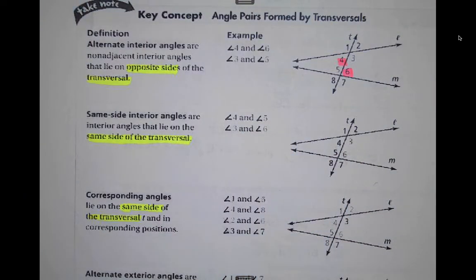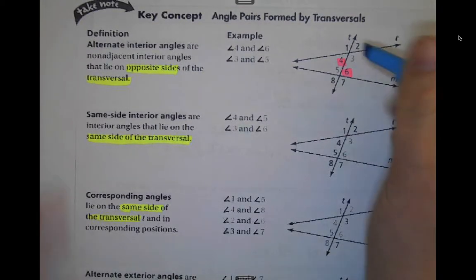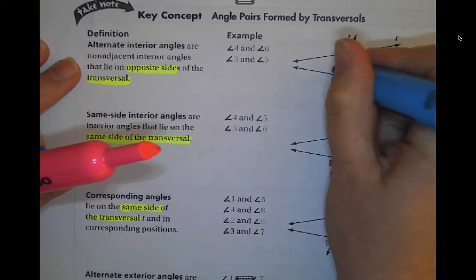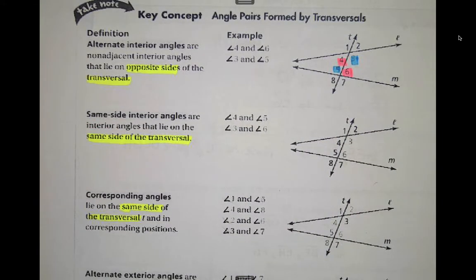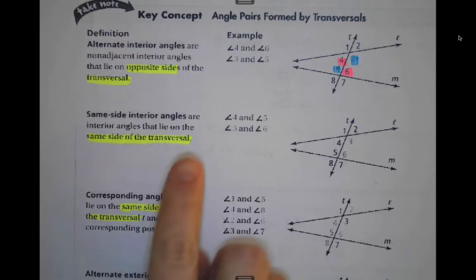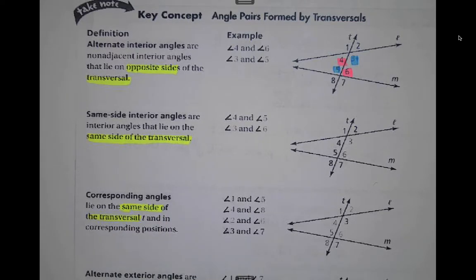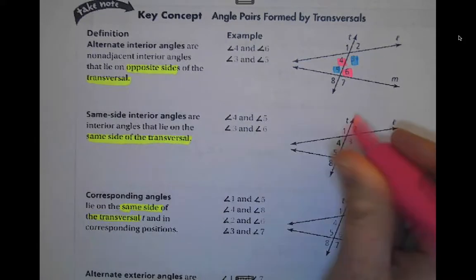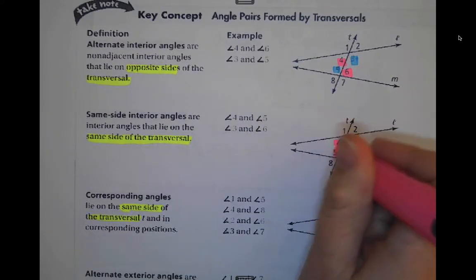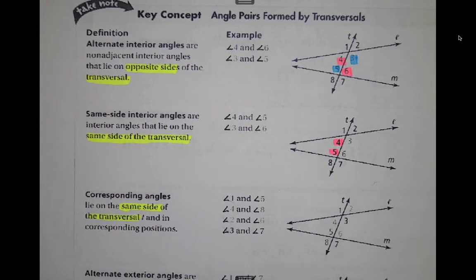3 and 5 are another pair as well. I can highlight those in a different color, 3 and 5. All right. Same side interior. The name helps identify the placement of these angles. Same side interior angles lie on the same side of the transversal. Angle 4 and 5, for example, are a pair of same side interior angles.